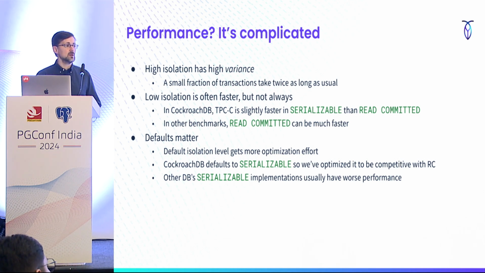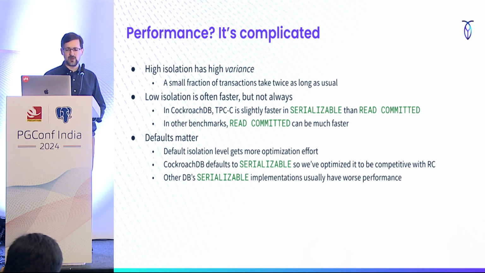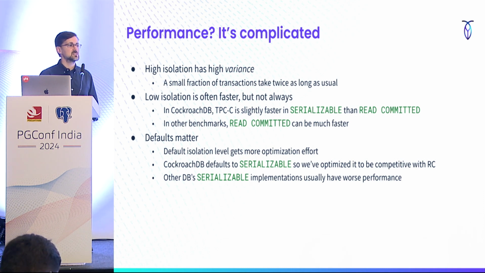In CockroachDB, we've implemented both serializable and repeatable read, and we find that the TPCC benchmark actually runs a little bit faster in serializable than it does in repeatable read. This is somewhat unusual. Most other benchmarks that we run show that repeatable read or read committed is faster, sometimes by a significant margin, but at least sometimes serializability can be faster than lower isolation.